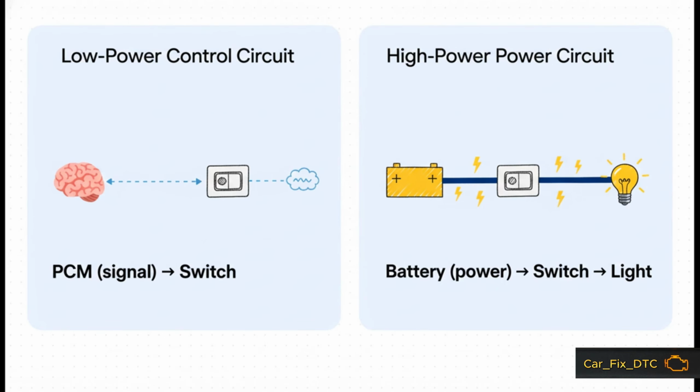Okay, let's zoom in a little closer on those wires, because there are actually two different circuits we're talking about here. You've got the control circuit, which is a tiny low-power signal from the computer. That's your finger telling the switch to flip. Then you've got the power circuit, which is the big, high-power electricity that actually makes the fuel pump run. Our problem is somewhere in that chain of command.